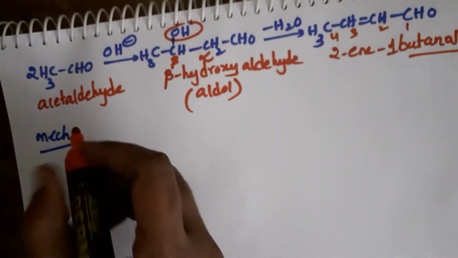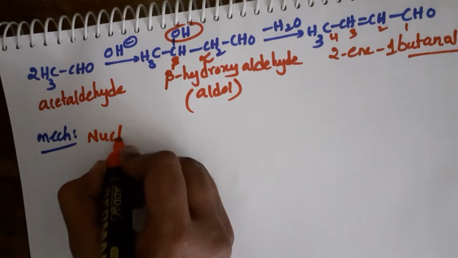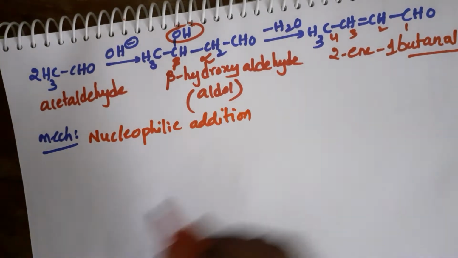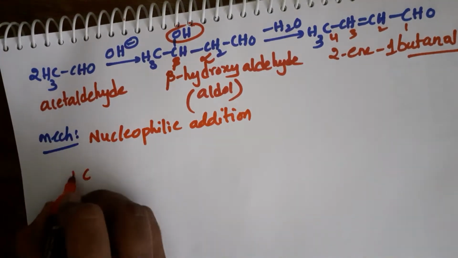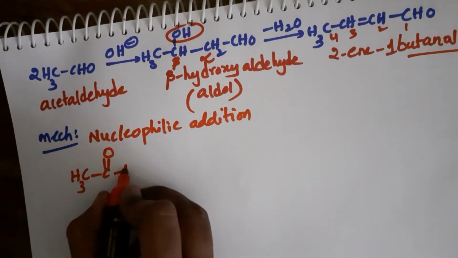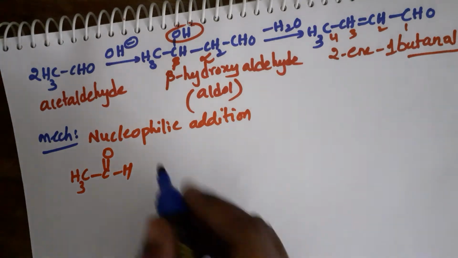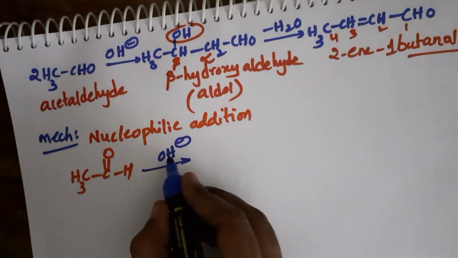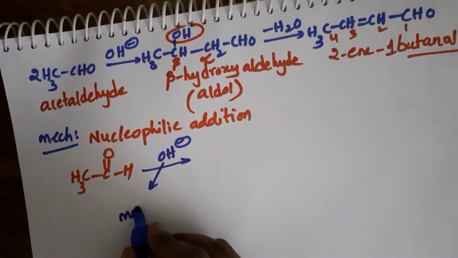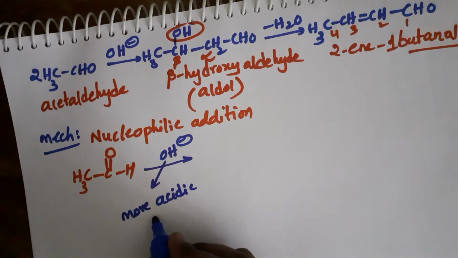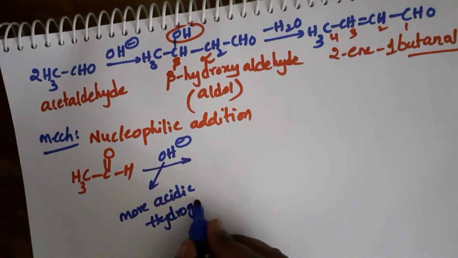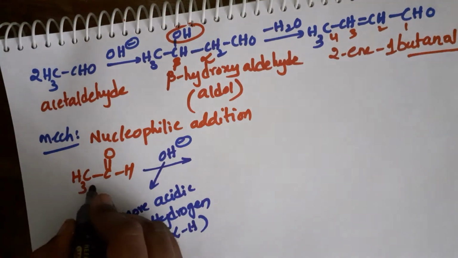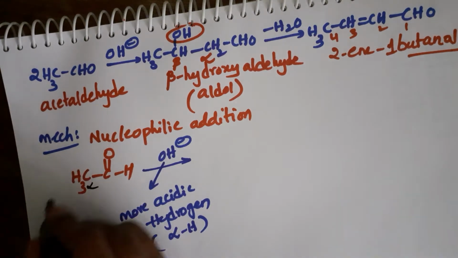The mechanism is a nucleophilic addition mechanism. Nucleophilic addition takes place first. Here our reactant is acetaldehyde. First, the base will attack, and the base will abstract the more acidic hydrogen, which is nothing but the alpha hydrogen. Here the alpha hydrogen is present. This is the alpha carbon and 3 alpha hydrogens are present.